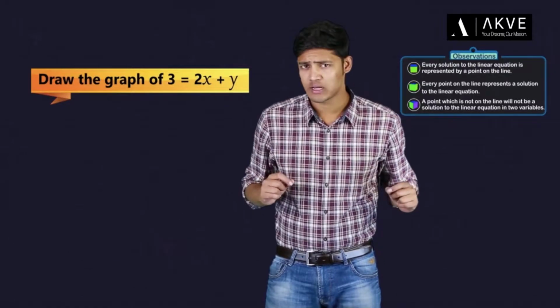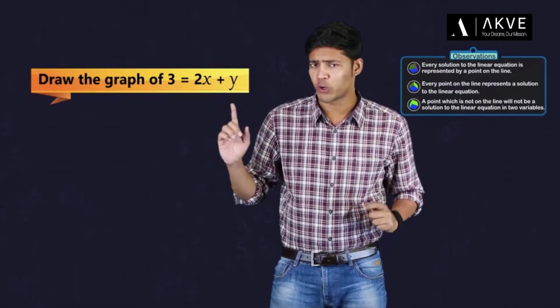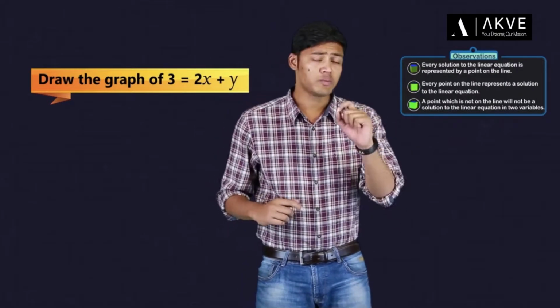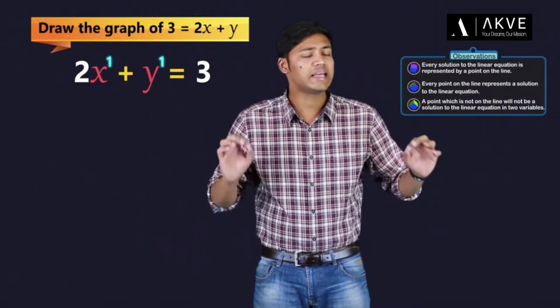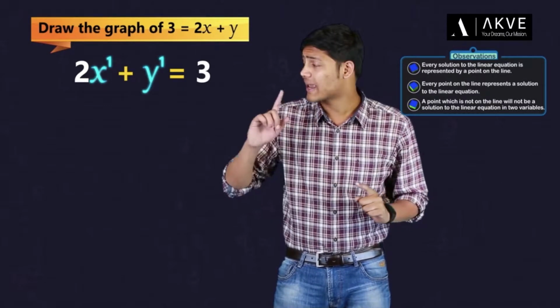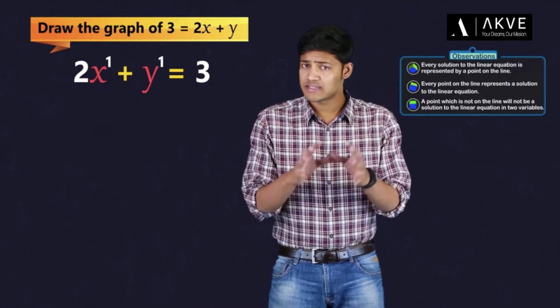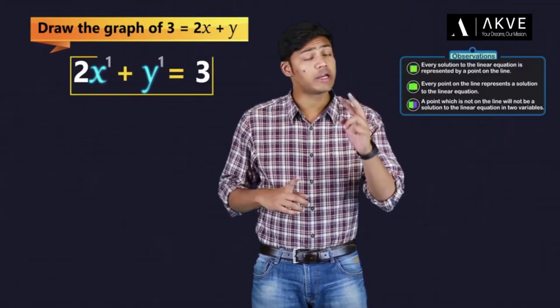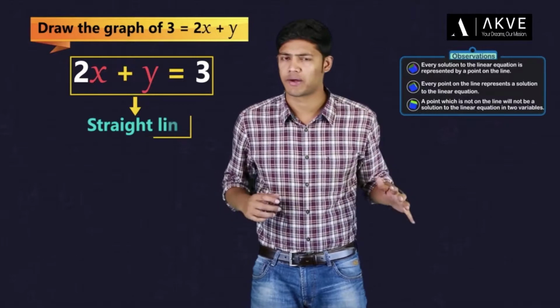This one says we have to draw the graph of the equation 3 = 2x + y. Now if you observe, the equation 2x + y = 3 is a linear equation in two variables since there are two variables x and y and the degree of the equation is 1. Since the equation is a linear equation in two variables, the graph of this equation must be a straight line.